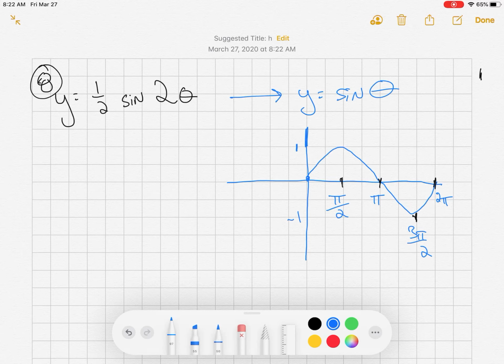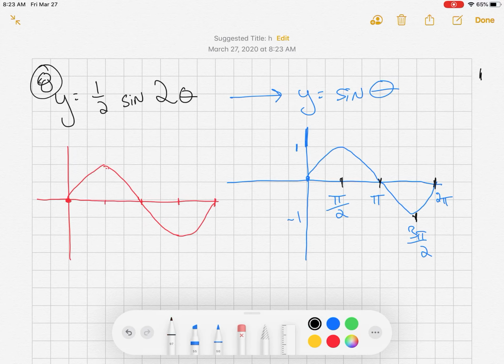Okay, now when I graph number 8, it's going to be the exact same shape. It's going to start at 0. I'm going to go over 2. I'm going to go over 2 more. I'm going to go over 2 more, and I'm going to end right there. So I start at 0. I go up. I go down. I go down. I go up.